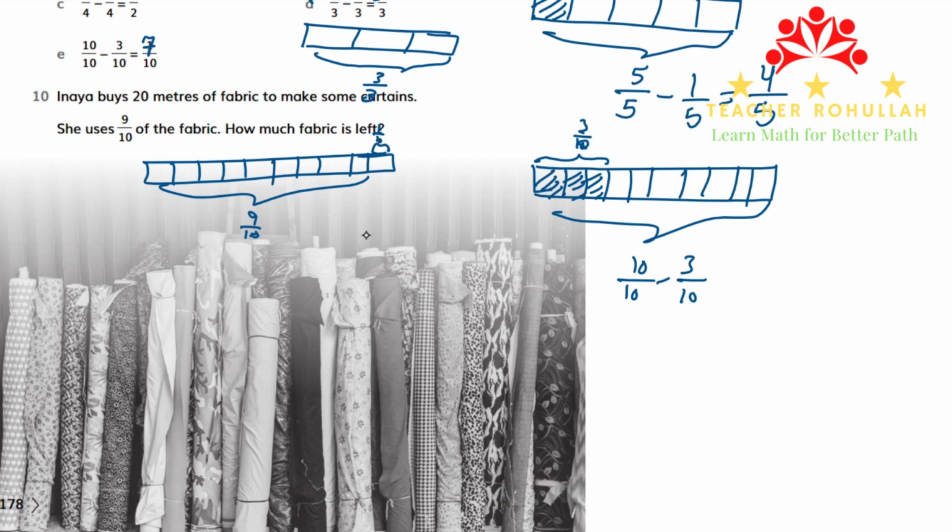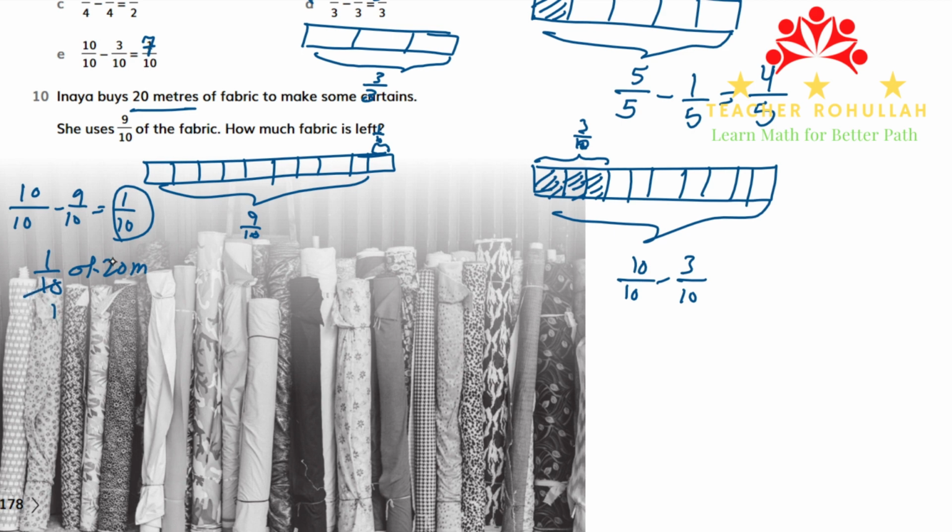So we can write 10/10 minus 9/10 is equal to 1/10. So how many meters of that fabric is shown by 1/10? To find it out, we have to divide 20 meters into 10 equal parts, and one of them is showing 1/10, and that will give the answer to our question. So 1/10 of 20 meters. If we divide 20 meters into 10 equal parts, we can simplify.